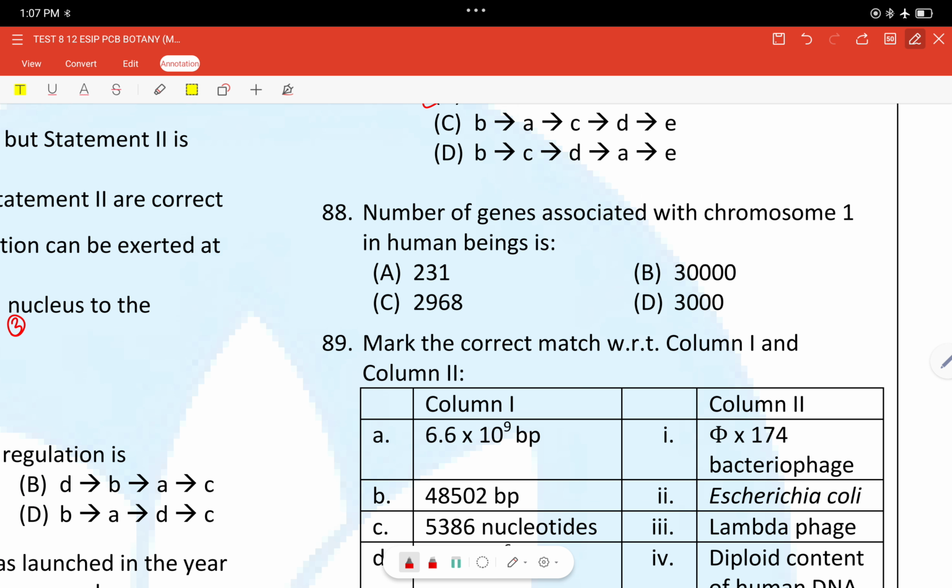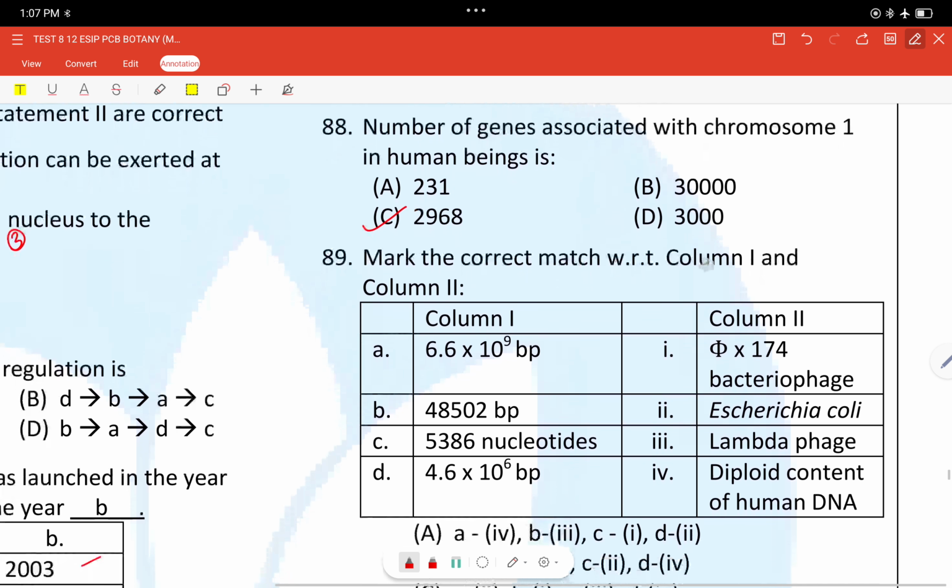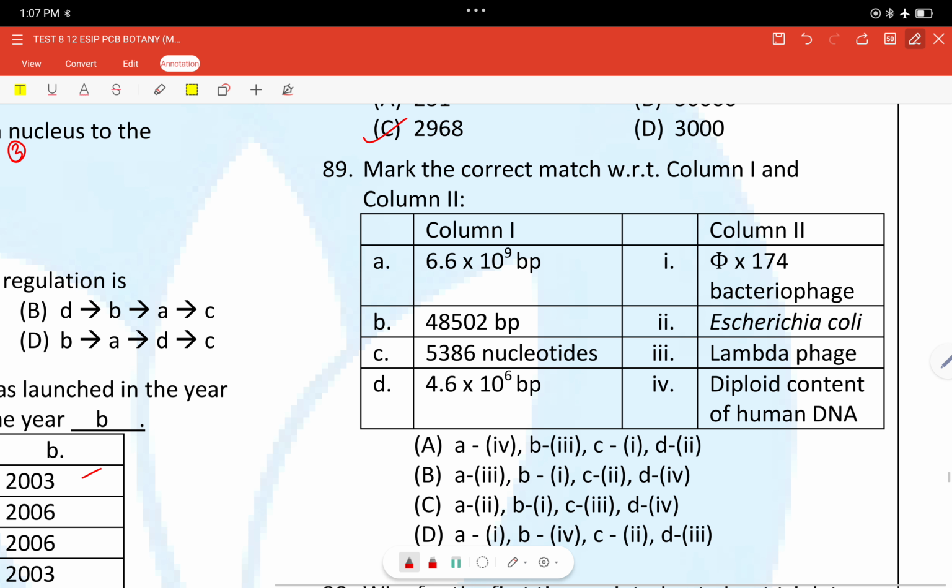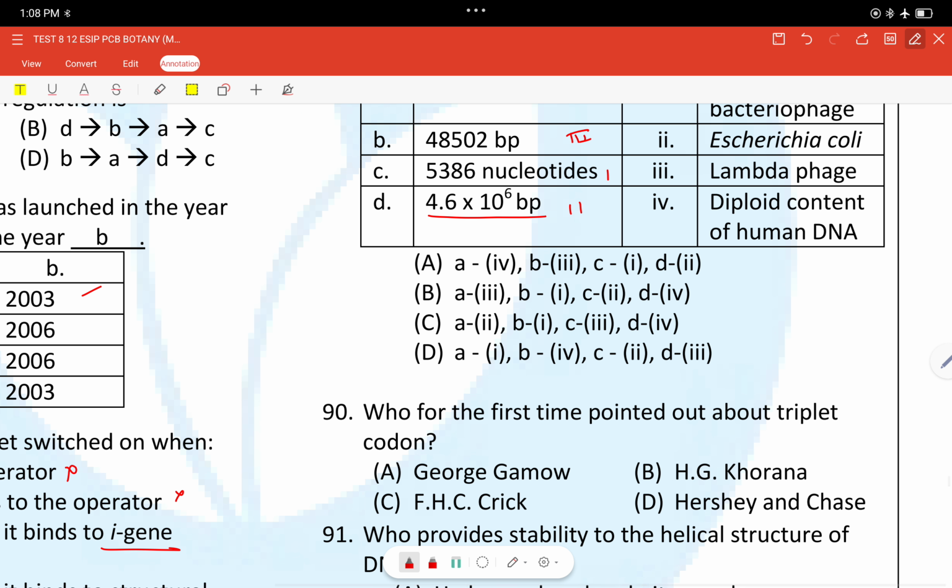The number of genes associated with chromosome 1 in human beings is 2968. Mark the correct match between column 1 and column 2. 6.6 into 10 raised to the power 9 is the diploid set of human DNA. 48502 base pairs is lambda phage. 5386 is phi X 174, and 4.6 is for E. coli. So 4312 is the answer.